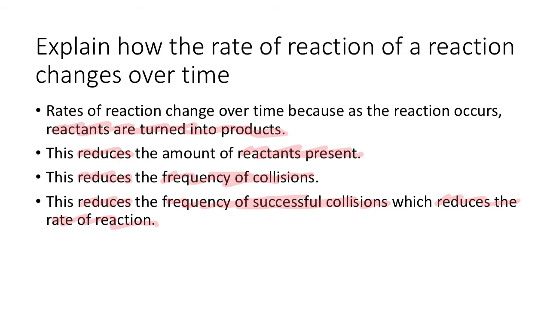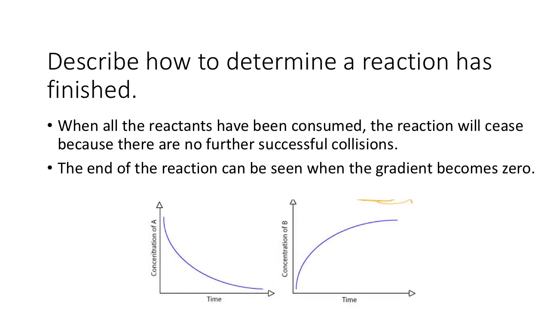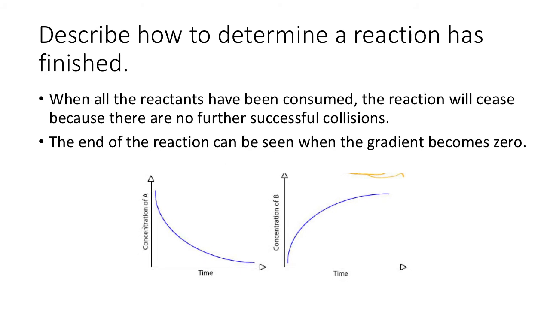Okay, let's move on. Describe how to determine if a rate of reaction has finished. When all the reactants have been consumed, the reaction will cease because there's no further successful collisions. Okay, that makes sense, because all of them have been consumed. Right, the end of the reaction can be seen when the gradient becomes 0.